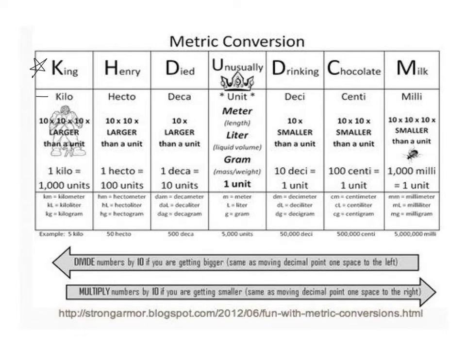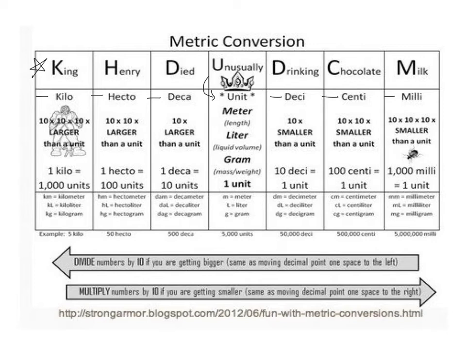King is kilo, Henry is hecto, which is not very common, died is deca, also not very commonly used. Unusually just means the standard unit, so that's just meter, liter, gram without a prefix attached to it. Drinking is deci, chocolate is centi, and then milk is milli.